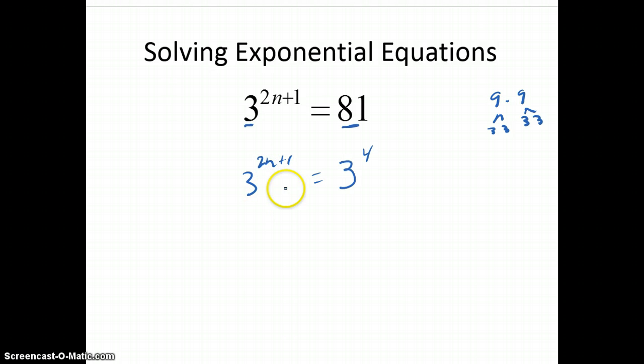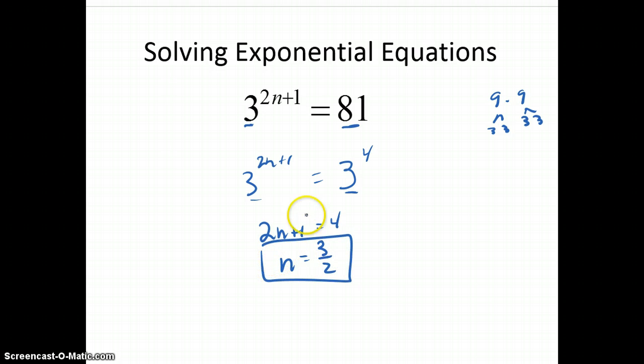Now we've taken 81 and rewritten it in a different form, and now we can set these exponents equal to each other because we have like bases. Doing a little bit of Algebra 1 basics, we get n is equal to 3 over 2, and you can easily plug that back in to ensure that it's correct.